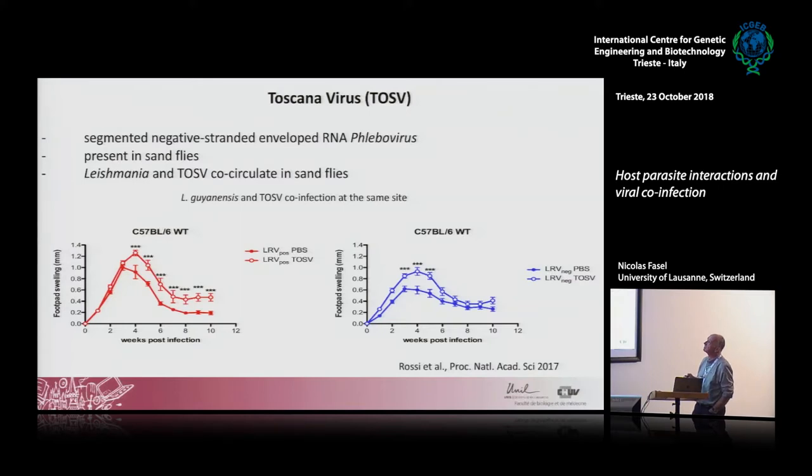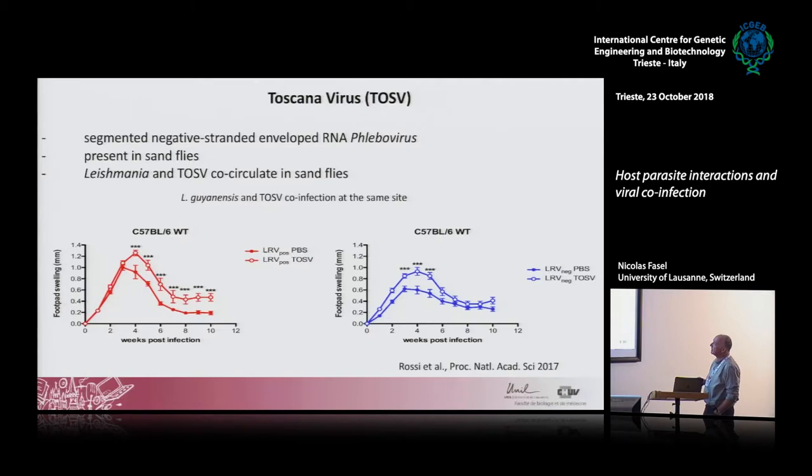It's a phlebovirus. It circulates in the same vector, in the same fly, so you can have co-circulation of Leishmania guyanensis, for example, and Toscana virus, or Leishmania donovani or infantum with Toscana virus. Anyway, these viruses can be present. It's called Toscana, but we have the same kind of viruses in different sand flies all over the world. So we can forget about that. Let's focus on this part.